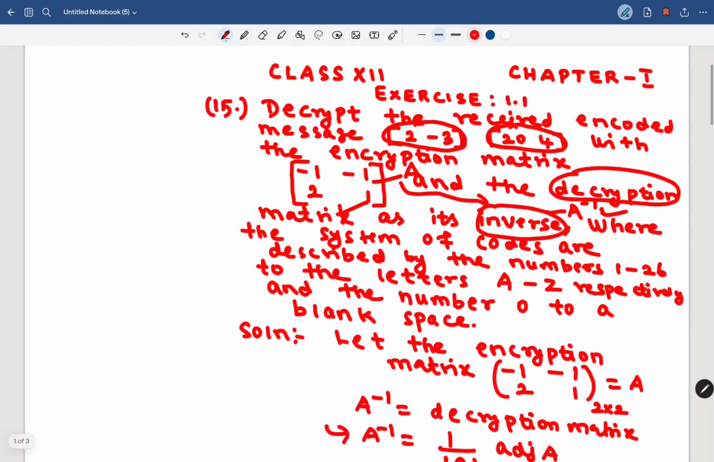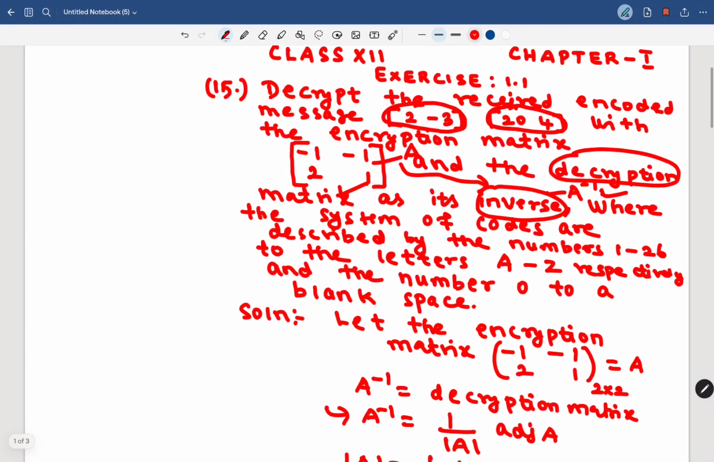I have finished all the problems in exercise 1.1, both examples and exercise sums. Examples, I think, 12 sums, and exercise totally 15 sums. I will upload more videos from the remaining exercises in chapter 1 for Class 12 Tamil Nadu State Board Mathematics subject.